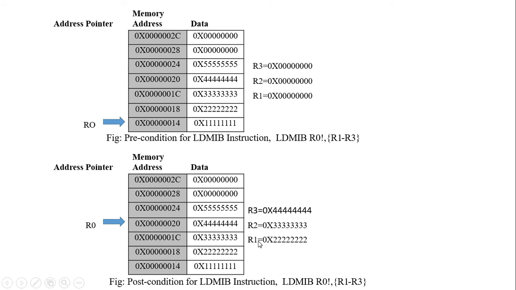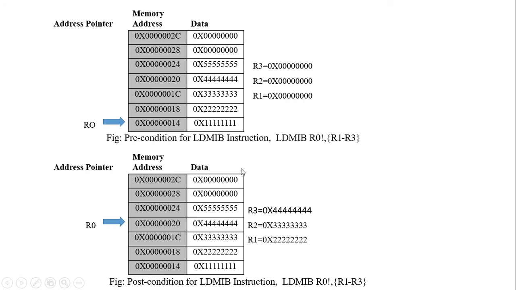So here R1 is loaded as 22, R2 is loaded as 33, R3 is loaded as 44. This is the main difference we can observe between IB and IA, increment after. In case of increment after, the data is loaded first, then it is incremented. But in case of LDM IB, first the memory location is incremented, and whatever data is available there is loaded to the registers. That is the meaning of increment after and increment before with respect to load instructions.